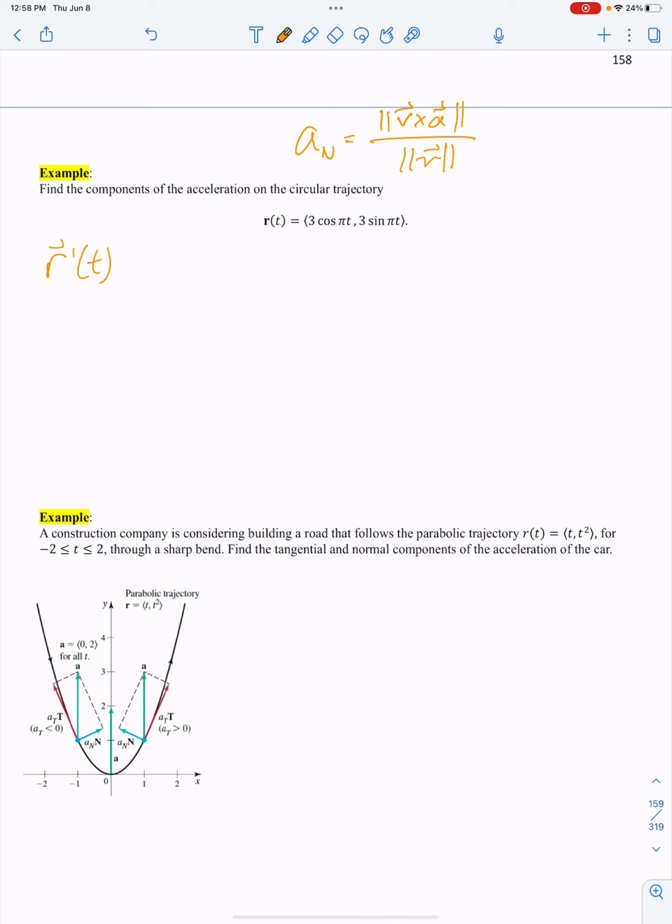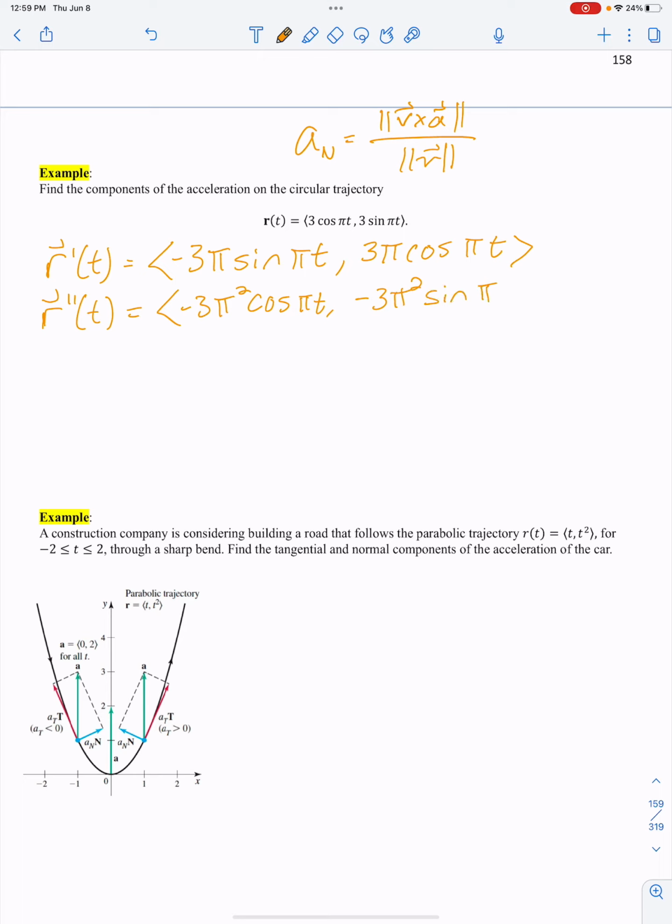So r prime, I'll go ahead and write it, we'll do tangential in a moment. Okay, so this is going to be negative 3 pi sine pi t, and then we get the same thing here, but it's 3 pi cosine pi t. We also need r double prime, which is going to be negative 3 pi squared cosine pi t, sorry, cosine pi t. And then we get negative 3 pi squared sine pi t. Right, we have to cross those two things. So we're going to add z components and go ahead and cross.